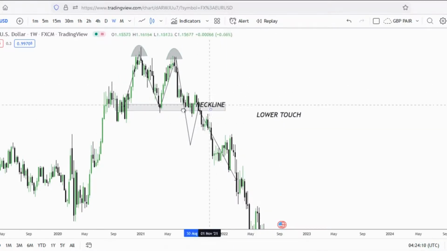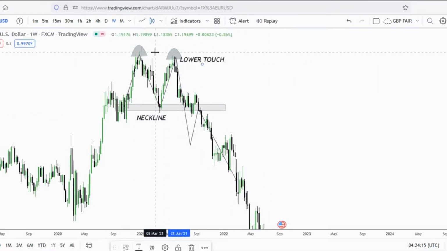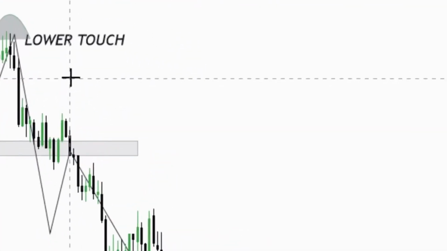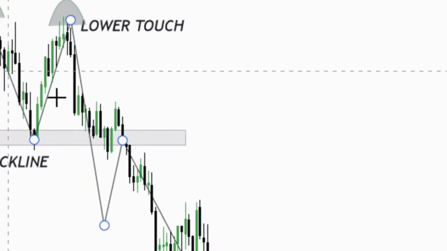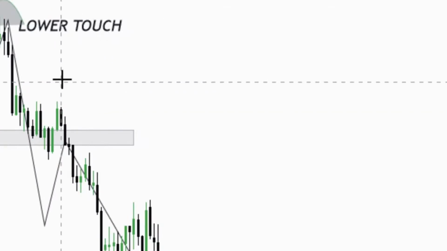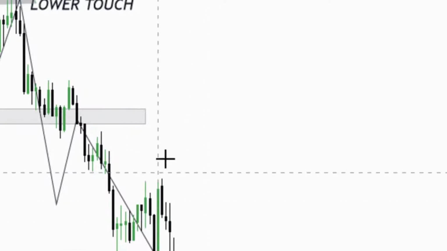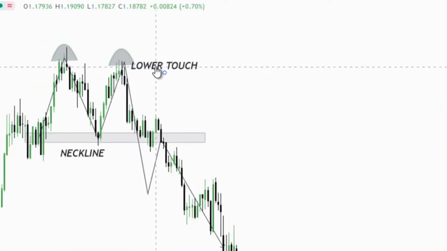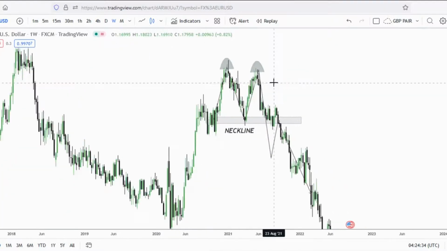Okay, we have the neckline here. So this one is still a lower touch in a way. Yes, it's a lower touch. Almost a textbook kind of chart pattern here, almost a textbook double top. So now price just kept going down, going down. Price does this, right?